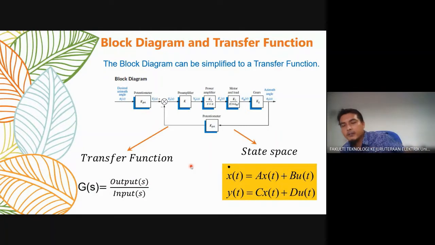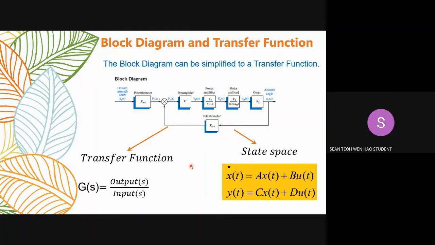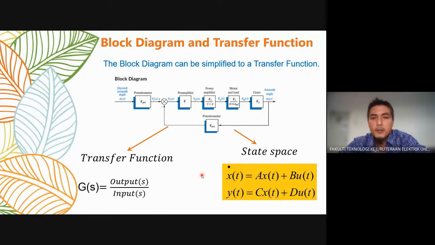The domain. Time domain. Time domain for the state space. For the transfer function, frequency domain. So you can see that for the state space, you do not need to convert to the Laplace. You can use it directly from the system, and you can obtain the equation straight away from the system without needing to convert the system to the Laplace. Okay, so this is the state space.